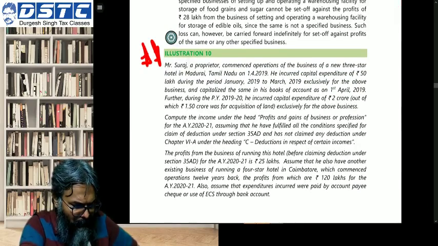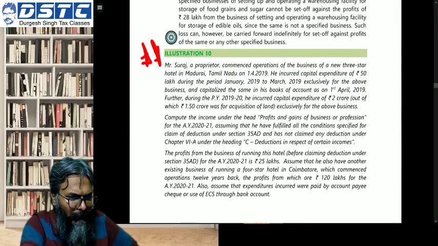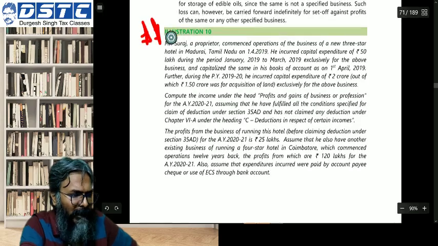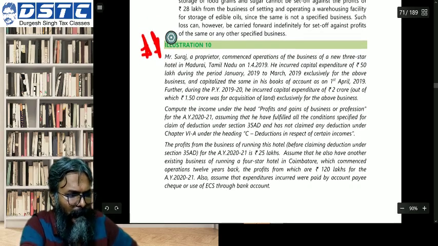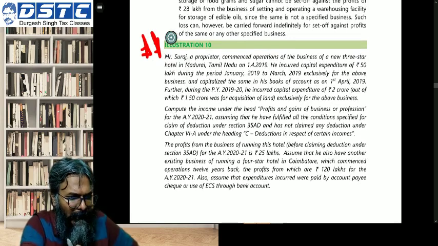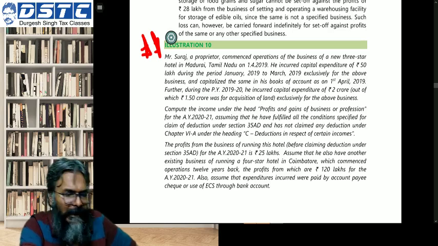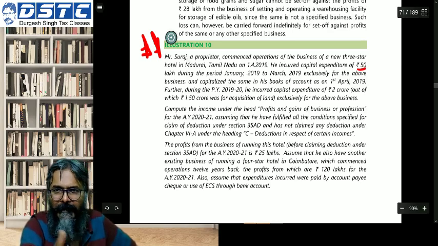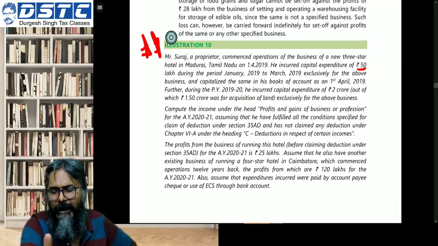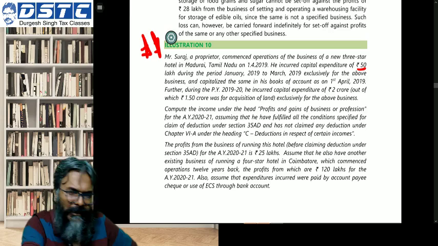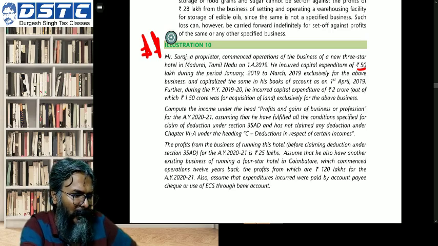Mr. Suraj, a proprietor, commenced operations of the business of a new 3-star hotel in Madurai, Tamil Nadu on 1st of April 2019. He incurred capital expenditure of rupees 50 lakhs during the period January 2019 to March 2019 exclusively for the above business. So that means before the commencement of business, he has incurred a capital expenditure of 50 lakhs. If it is capitalized in the books, we will allow the deduction in the year in which the business has commenced, which is previous year 1920. Because it is a 3-star hotel, it is an eligible specified business.